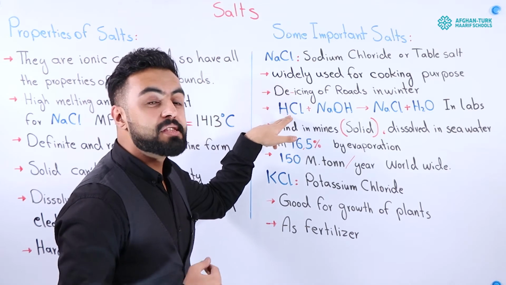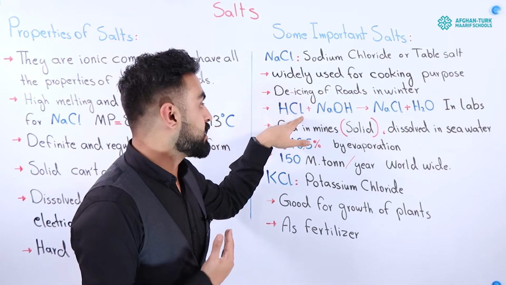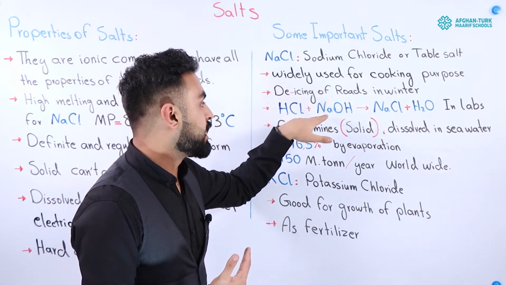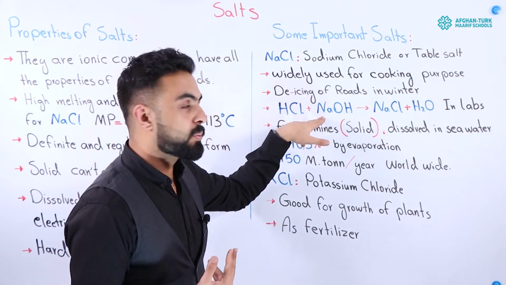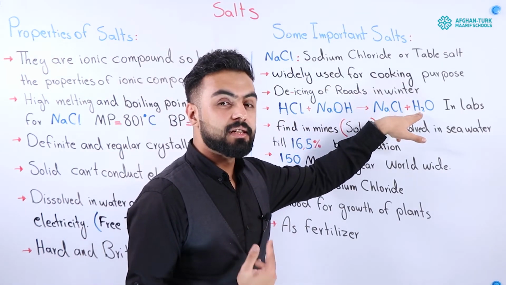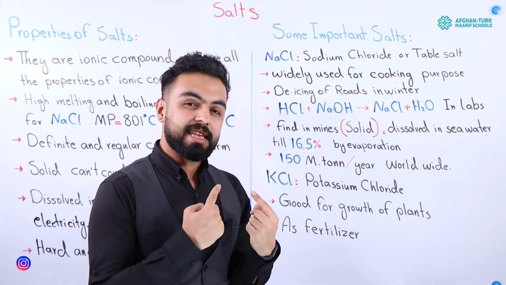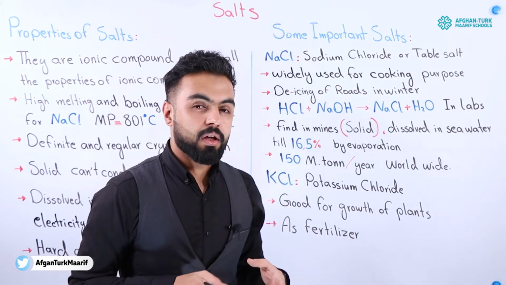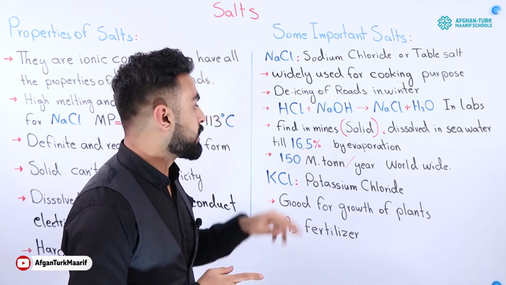We can produce it in laboratories through this equation. Hydrogen chloride, or hydrochloric acid, with sodium hydroxide, an acid and a base react with each other, and then we have sodium chloride and H2O, water. If you remember, this reaction of an acid with a base was a neutralization reaction. Yes, that's right.